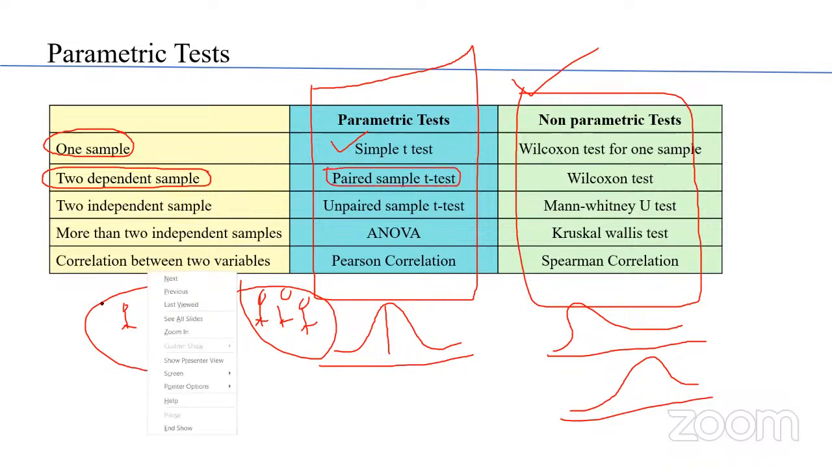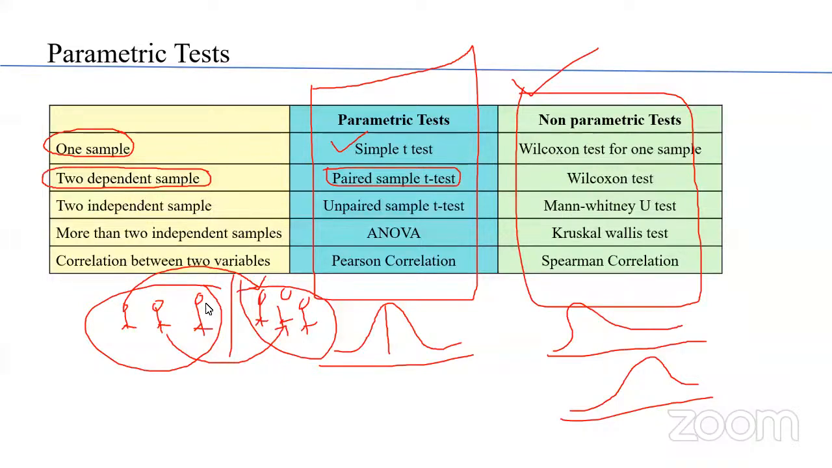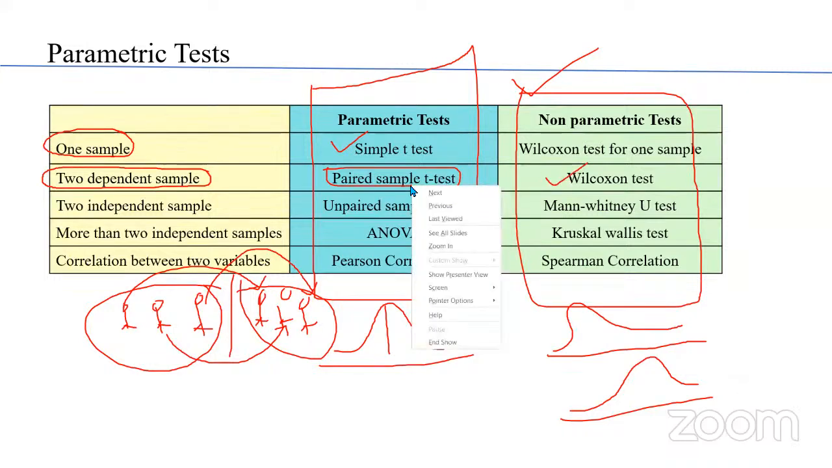Okay, because you are trying to find out what is the difference in person 1, what is the difference in person 2 in terms of weight, what is the difference in weight of person 3 before and after the treatment. For that, we use something called the paired sample t-test. Okay. And if you are talking about a non-parametric test, we use something called the Wilcoxon test. This is quite similar to this one, but the data should follow a non-normal distribution, some kind of skewed distribution.